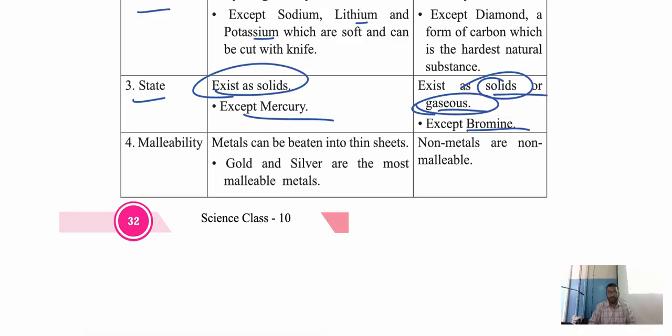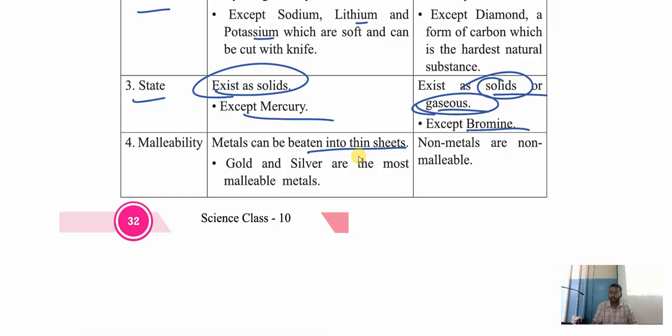Malleability. What do you mean by malleable? Metals can be beaten into thin sheets. You can reform them, you can change them into thin sheets. Please remember, this is one of the important properties. Metals can be formed into thin sheets.